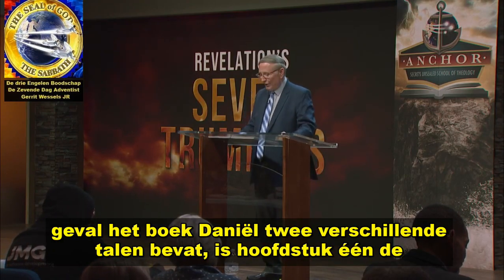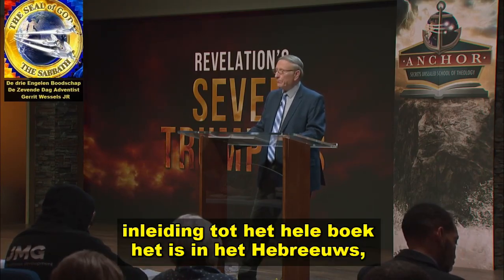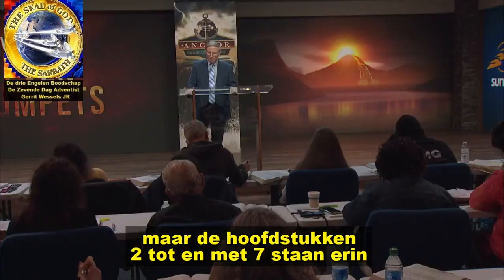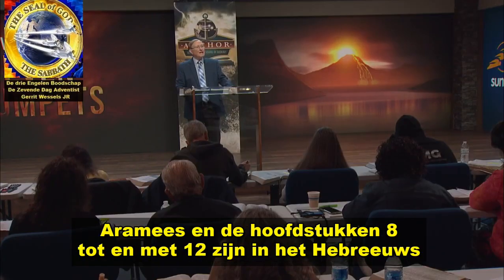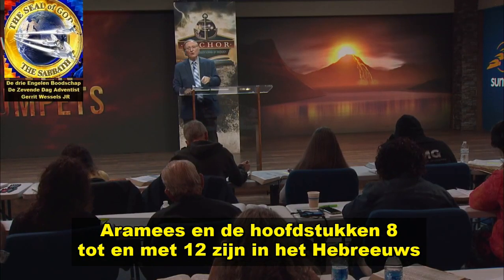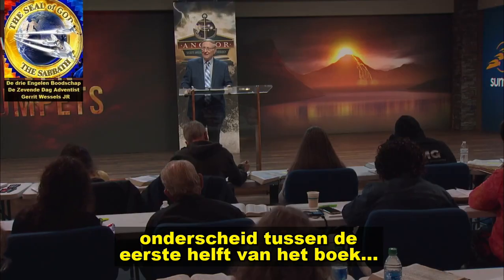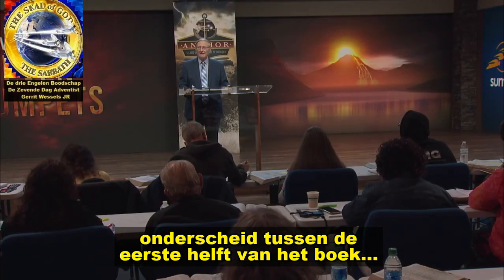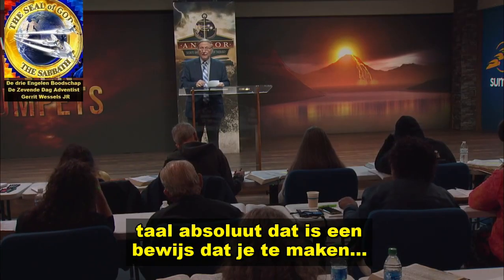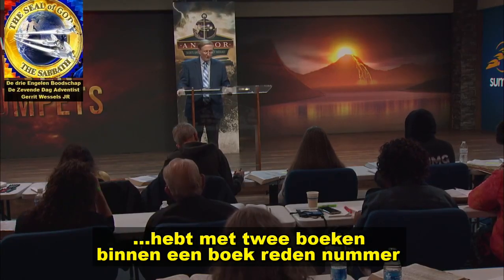The book of Daniel contains 2 different languages. Chapter 1 is the introduction to the entire book. It is in Hebrew. But chapters 2 through 7 are in Aramaic. And chapters 8 through 12 are in Hebrew. Does that seem to mark a distinction between the first half of the book and the second half of the book? The change in language? Absolutely. That's one evidence that you're dealing with 2 books within a book.